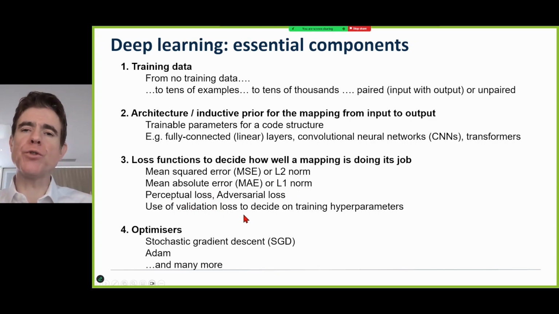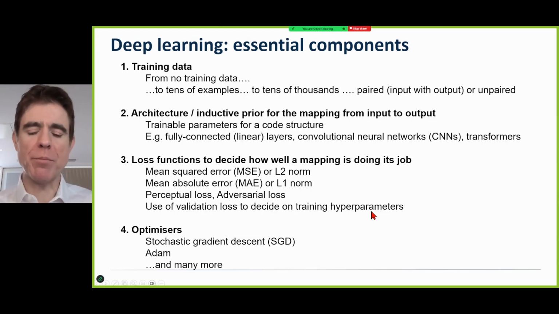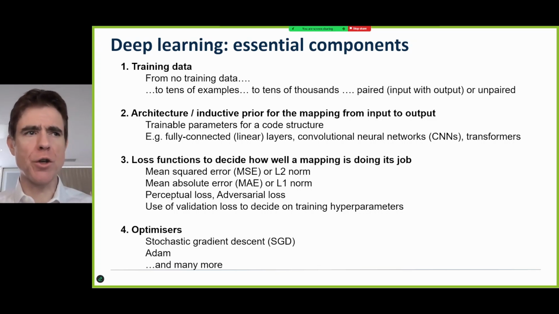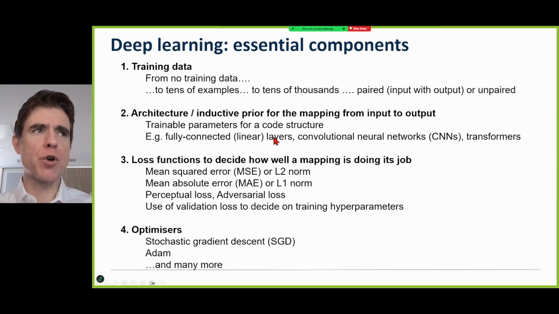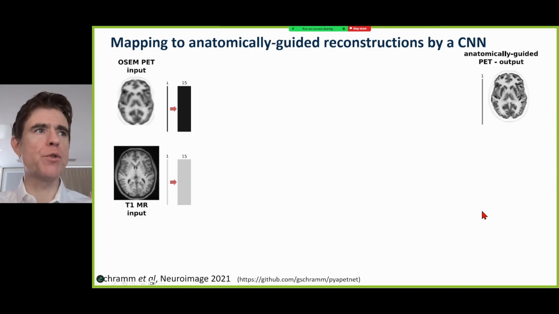And then often we use holdout validation data in order to check how well our mapping is doing on separate data. For example, to train up the number of so-called hyperparameters. That might be the number of epochs to train for, the parameters in the optimizer, such as the learning rate, even ideally to choose the inductive prior as well. In other words, choose the architecture as well. We can use validation loss to explore that. And then, of course, a choice of optimizer.